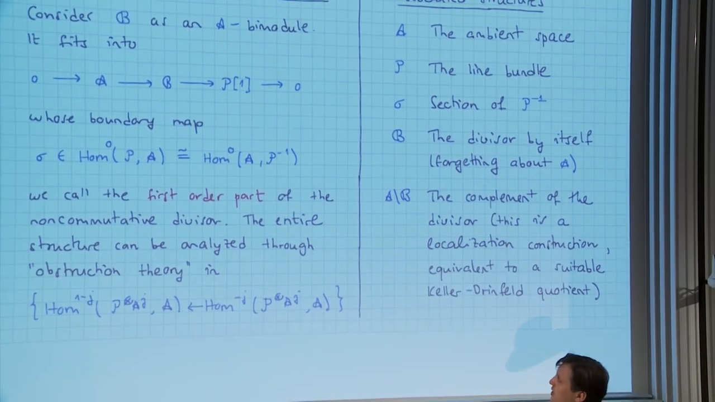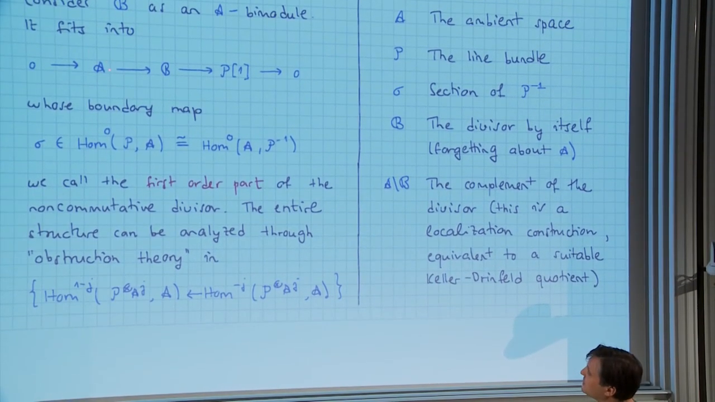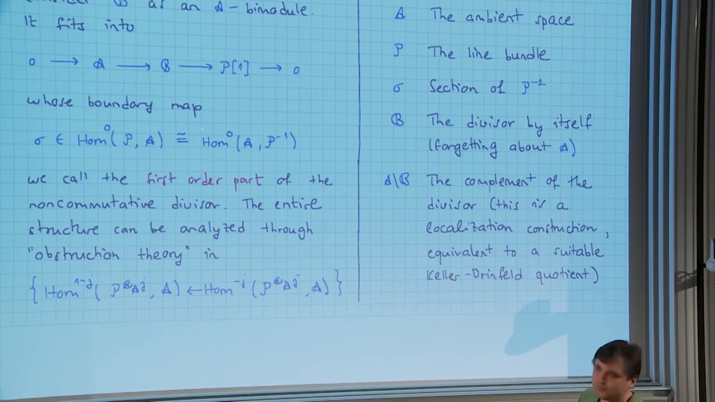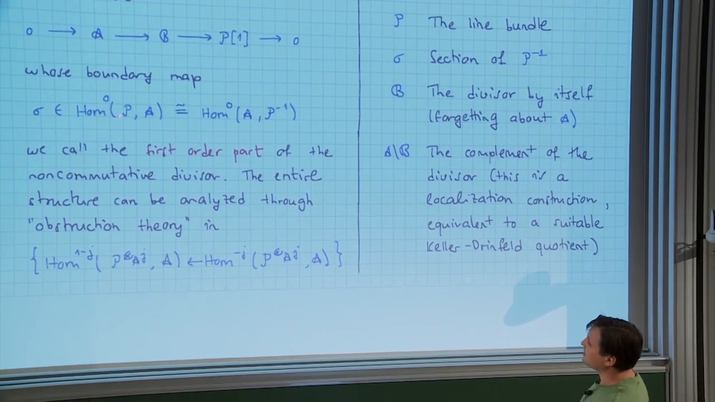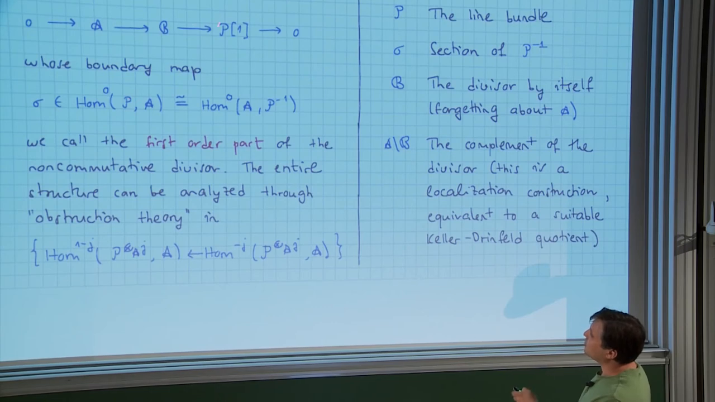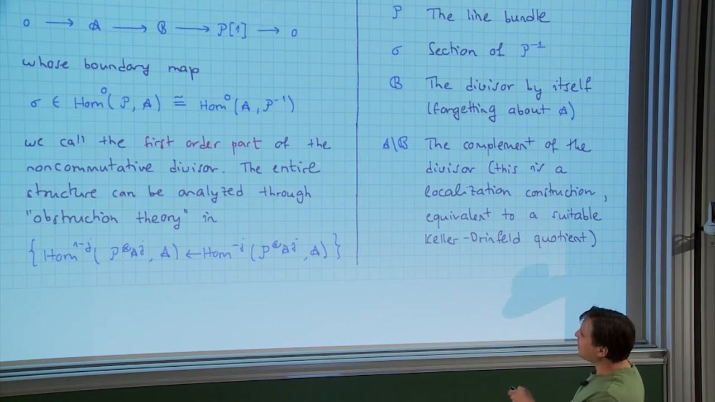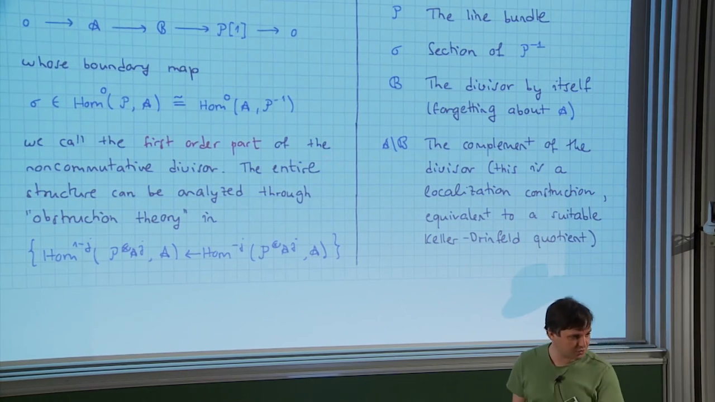The assumptions say that A sits inside of it as a bimodule over itself. The quotient bimodule is P, but the extension is not necessarily split. And in fact, the boundary map of this extension, because of the way that I shifted the grading, is a bimodule homomorphism from P to A. Since P is invertible, it's also a morphism from A to P inverse, which you want to think of as a section of P inverse. And this thing here I call the first order part of the non-commutative divisor.